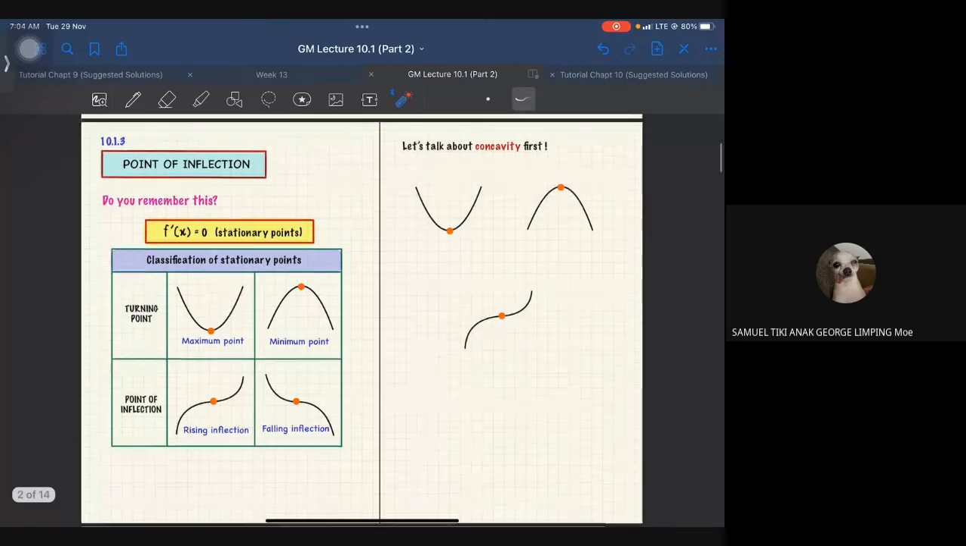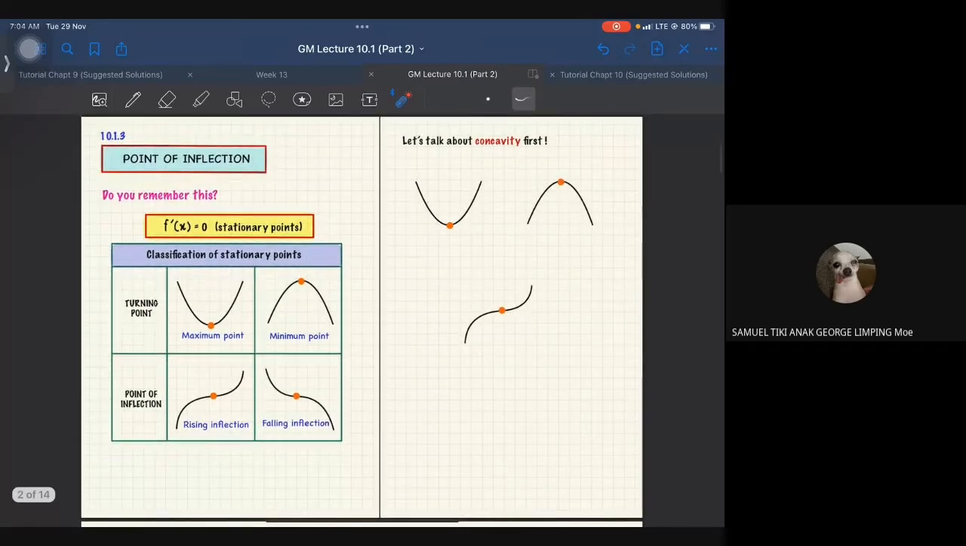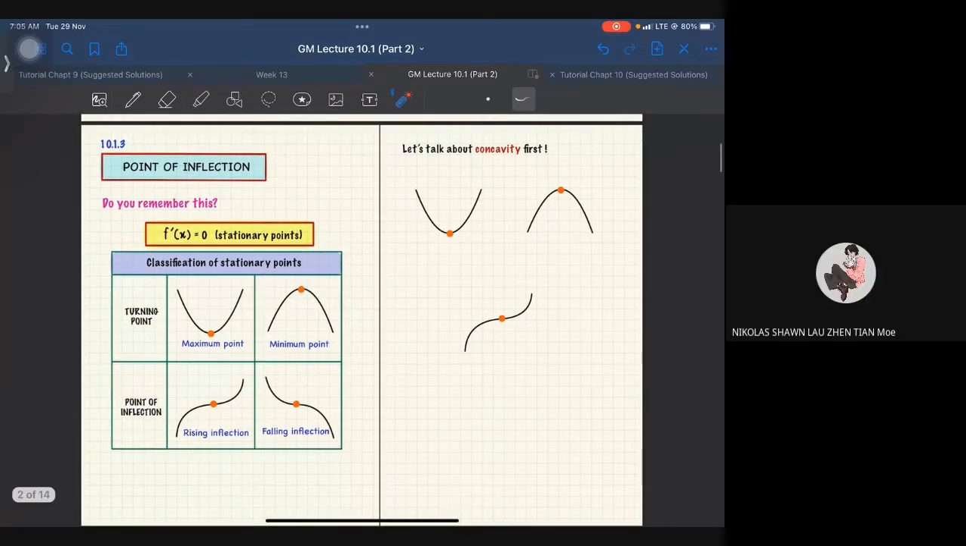Okay, so let's take a look at this one. So 10.1.3, right? What I have over here is point of inflection. Ingat tak semalam kita dah belajar pembahagian critical points and one of it adalah stationary points. Do you still remember this part? Okay, so good. I hope you still remember what I taught you guys yesterday.